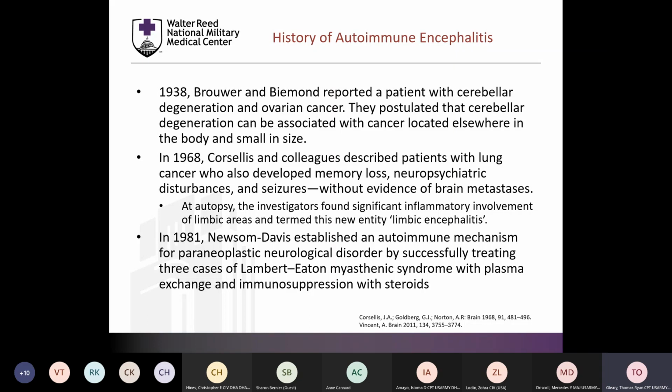A physician at Cambridge in England took this hypothesis a stage further, Newsom Davis, who said, well, if that's the case and these patients are developing antibody responses, we should be able to remove their circulating serum antibodies and mitigate the immune response.